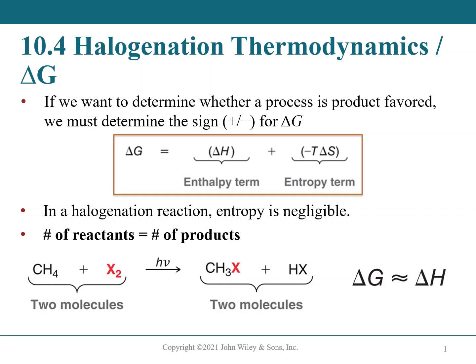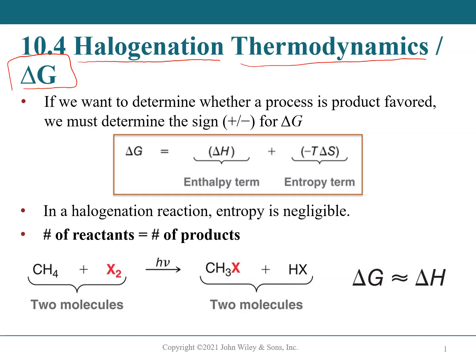Hi everyone. So today's class we're going to continue our discussions on radical reactions. In particular, we're going to discuss the halogenation thermodynamics, or the delta G component of the radical reactions, focused on the halogens themselves.